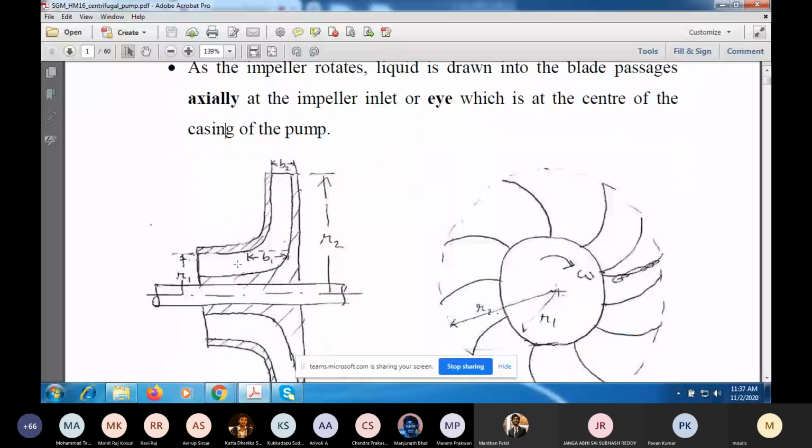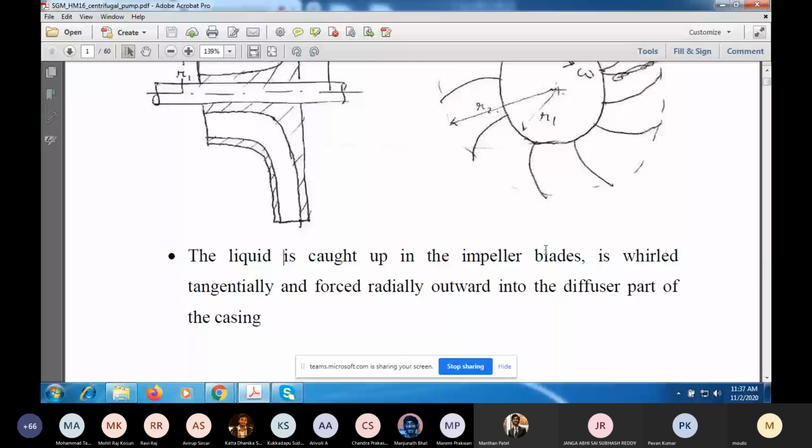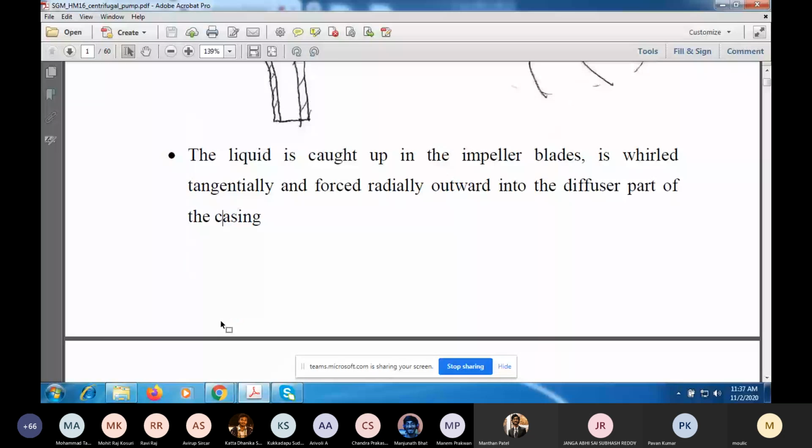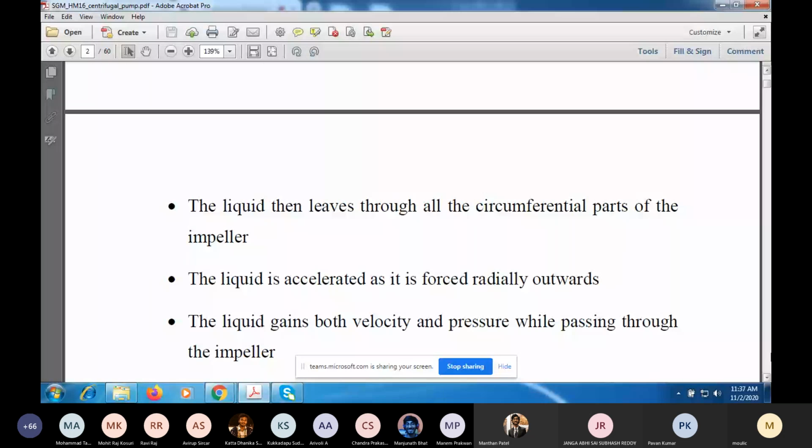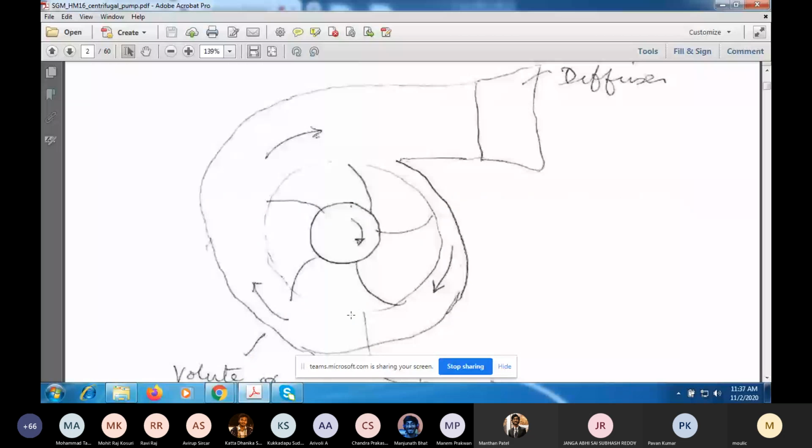Then the liquid is caught up by the impeller blades. It is whirled tangentially and forced radially outwards into the diffuser part of the casing, which I showed you over here. In this figure, the fluid will enter axially through this central circle here, which is the eye of the impeller. It will turn and go out through the passages between the vanes. So there will be a VR and a V theta component.